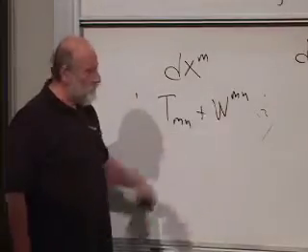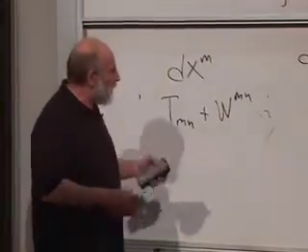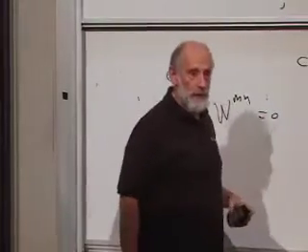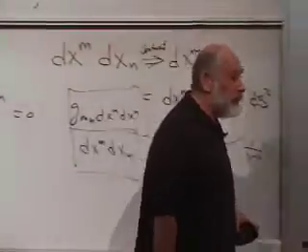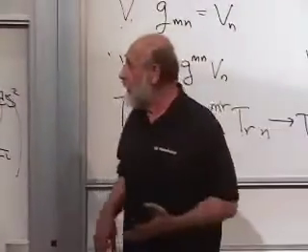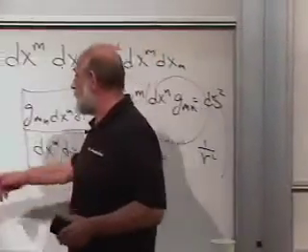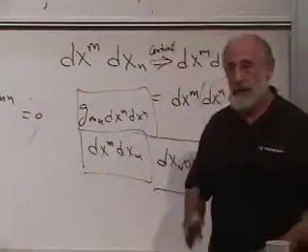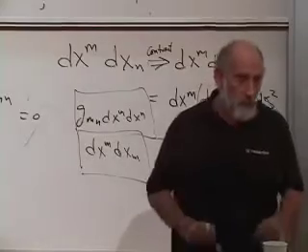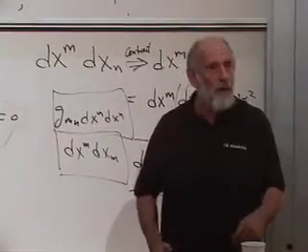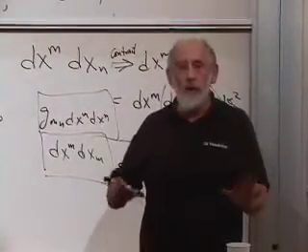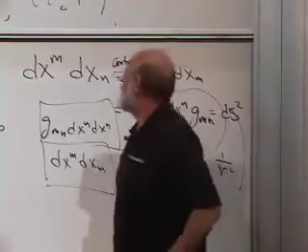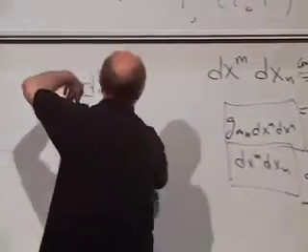This transforms one way, this transforms the other way. For example, if this happened to be 0 in one set of coordinates, it might not be 0 in another set of coordinates because the T's with the lower indices don't transform the same way. If a tensor is 0, if its components are all 0 in one coordinate system, they're 0 in all coordinate systems. Why is that? Let's just look at the sorts of things.